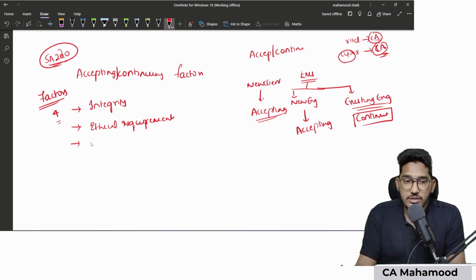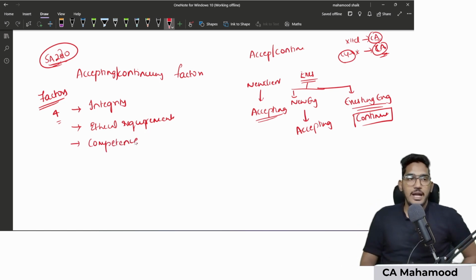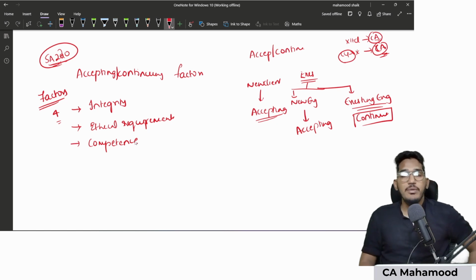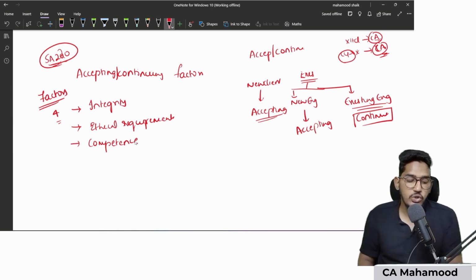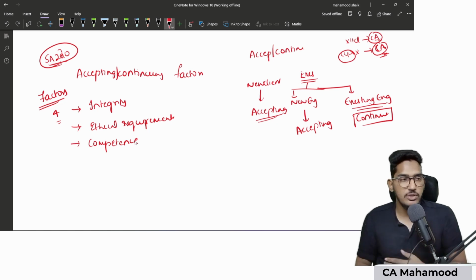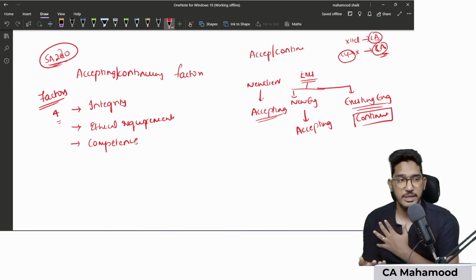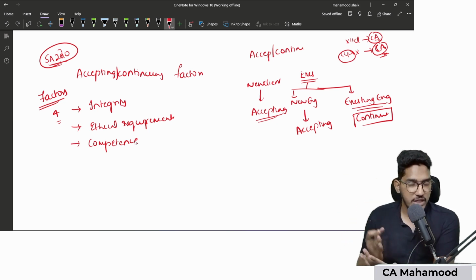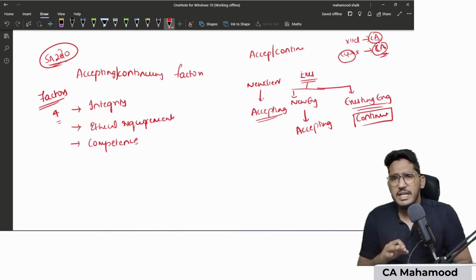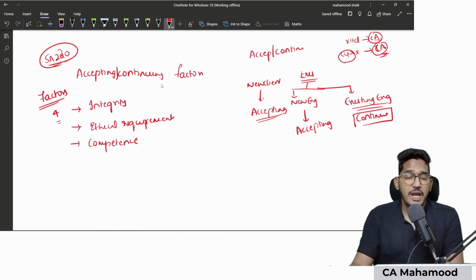Similarly, I need to consider, am I competent enough? Do I have enough competence and capability? If I accept this particular client's audit, do I have enough time and resources to complete the audit? It should not be that out of excitement I have accepted the audit, and later I realized I don't have enough time and resources to complete it. Now if I stop the audit in between, my client will suffer and even I will also suffer. So that's why before accepting or continuing the audit itself, you need to decide, do you have enough capabilities to complete the assignment which you are accepting?